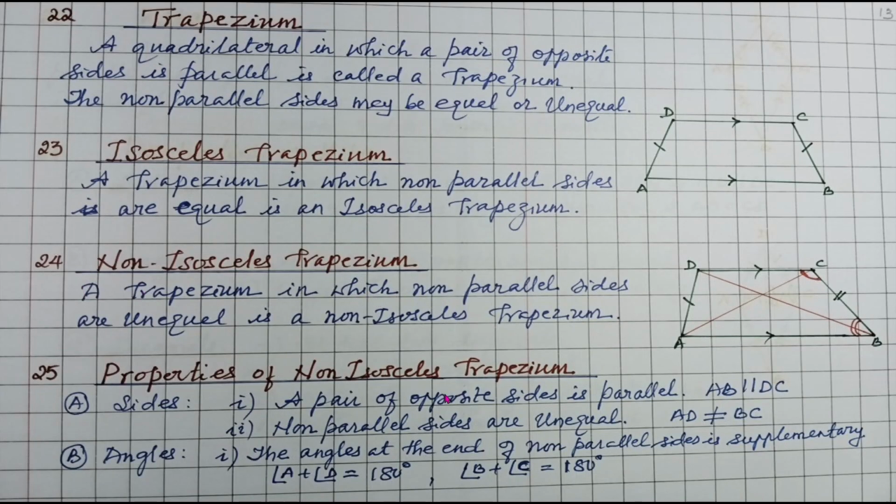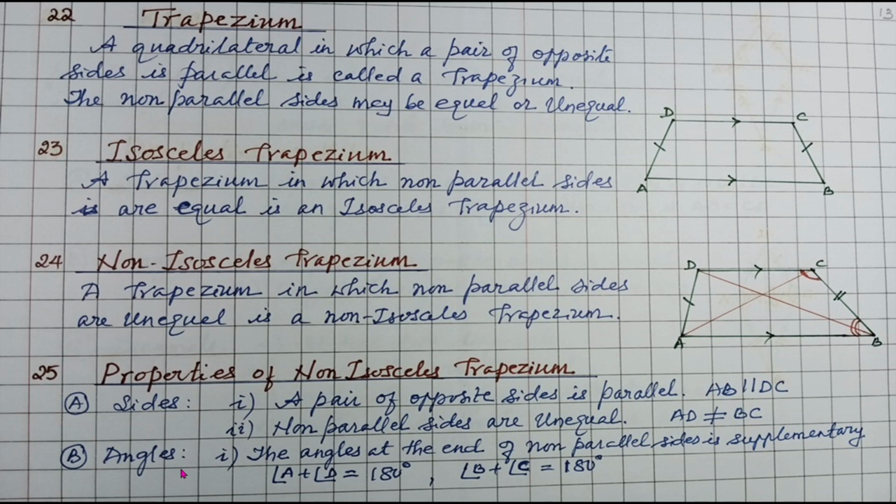Now let us learn the properties of non-isosceles trapezium first. Now when we talk about properties, we will learn the properties in terms of sides, angles and diagonals. Now let us learn in terms of sides. In a non-isosceles trapezium, as you know, it has got a pair of opposite sides parallel. That means AB is parallel to DC and the non-parallel sides are unequal. That means AD is not equal to BC.